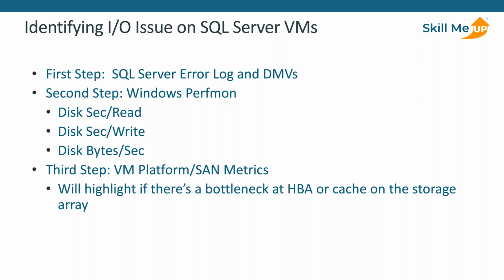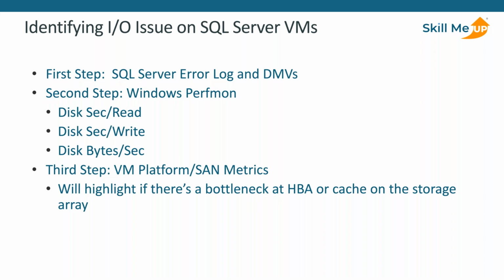Then I like to look at Windows perfmon. The two metrics I like to see are disk seconds per read and disk seconds per write, and those are pretty much what they sound like. It's how long Windows takes to complete an IO, and also disk bytes per second to tell me how much IO it's trying to do. There are some similar metrics on Linux. If you're running SQL Server on Linux, you can use iostat.